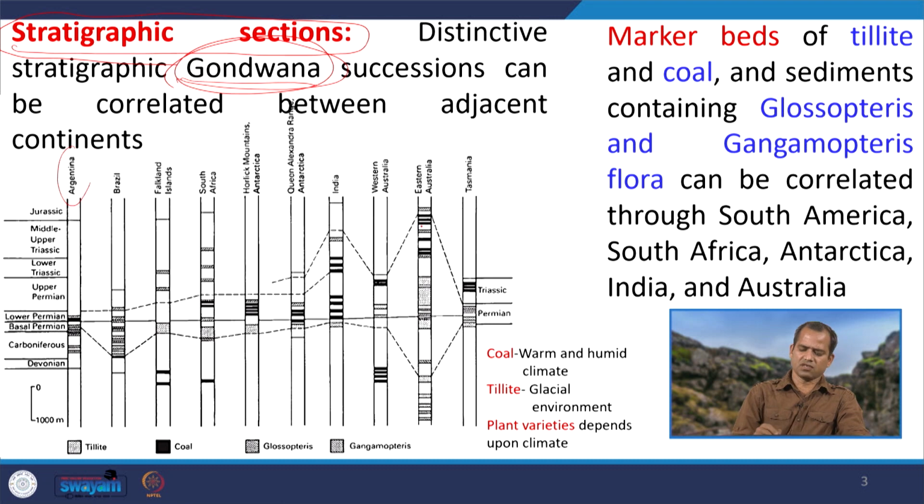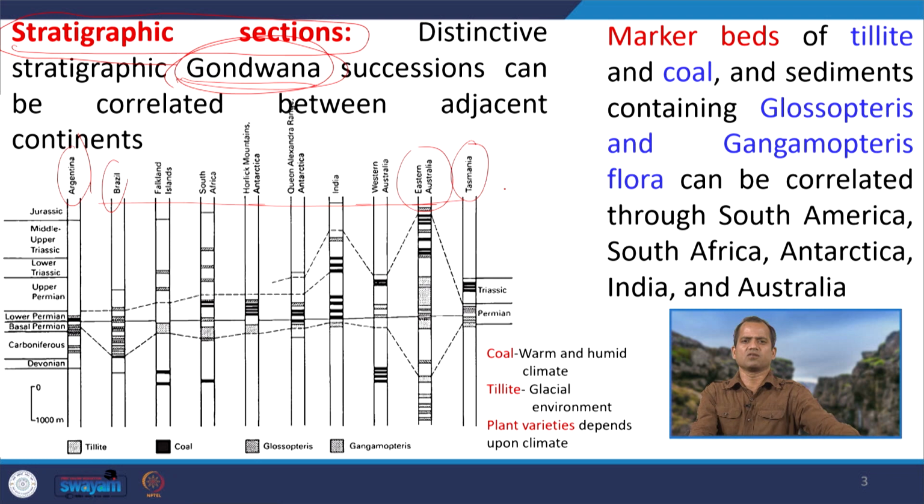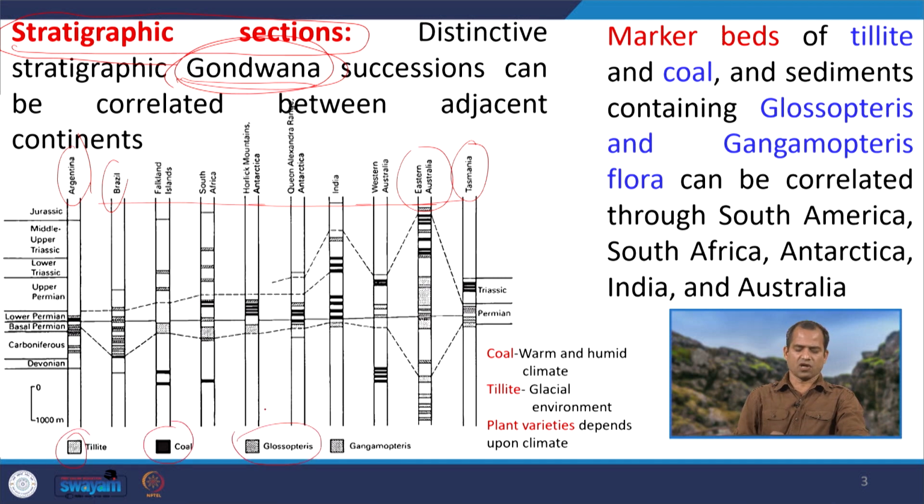If you see here, these are the different stratigraphic sections from different geographic locations. This is Argentina, Brazil, and then you come to Australia and Tasmania. All around the world people are using the Gondwana system for correlation, and they are finding that coal, tillite, the Glossopteris flora bearing sequence and the Gangamopteris flora bearing sequence correlate well with each other. And now these continents or geographic regions are thousands of kilometers apart from each other and across the oceanic system.